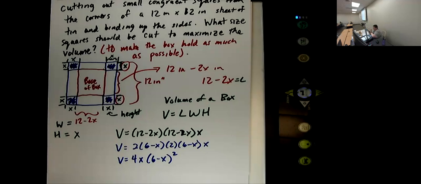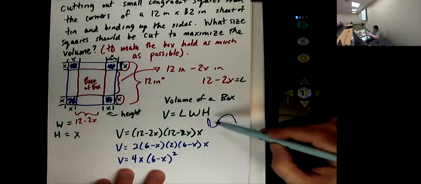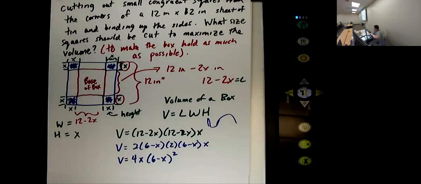Well, we know if it's 0 inches tall, there's no volume. And we know if we folded the paper completely up, so the corners take up the whole page, it'd also have a volume of 0. This is a cubic, so there's got to be a max somewhere. How do we find maximums?